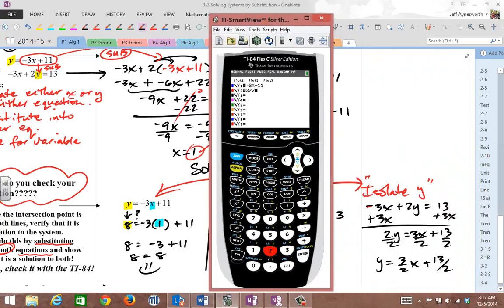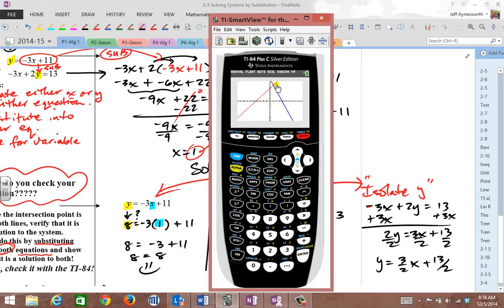3 divided by 2 x. By the way, you don't even need to make this improper or mixed or even a decimal. The calculator can handle it all. So just type it in, plus 13 divided by 2, 13 halves. Hit the graph button, and let's take a look at this. And there's your first function, and there's your second function right here, and it's going to be intersecting up here.